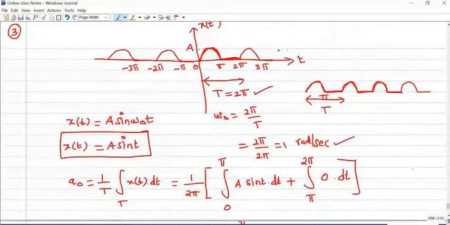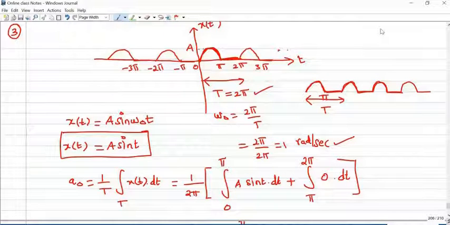Any doubt in this third example? For the trigonometric Fourier series, I have solved only 3 problems, because a lot of problems are available. So I will send you the material for the remaining signals and some problems as an assignment.